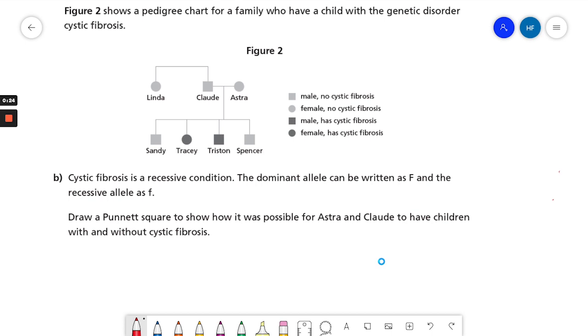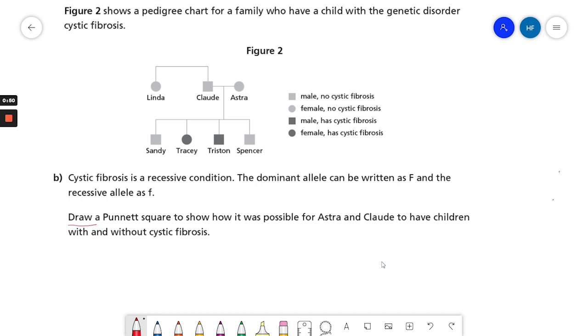Draw a Punnett square to show how it is possible for Astra and Claude to have children with and without cystic fibrosis. Now the command word here is the word draw. So we know that we're being asked to draw a Punnett square to show how it was possible for the couple to have children with and without cystic fibrosis. What other important information does the question provide?